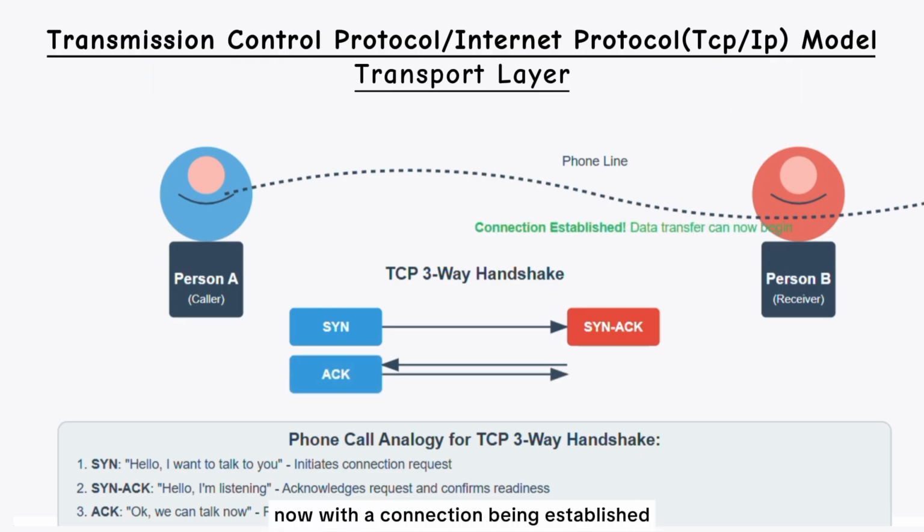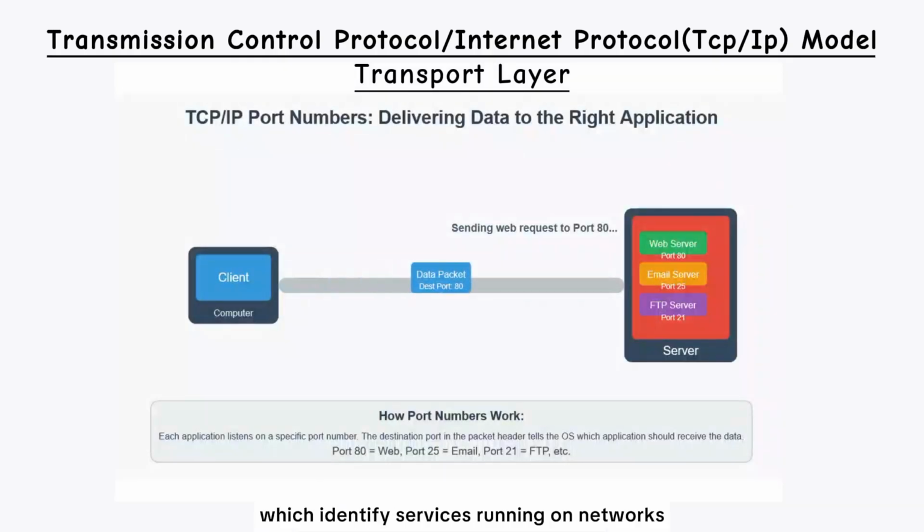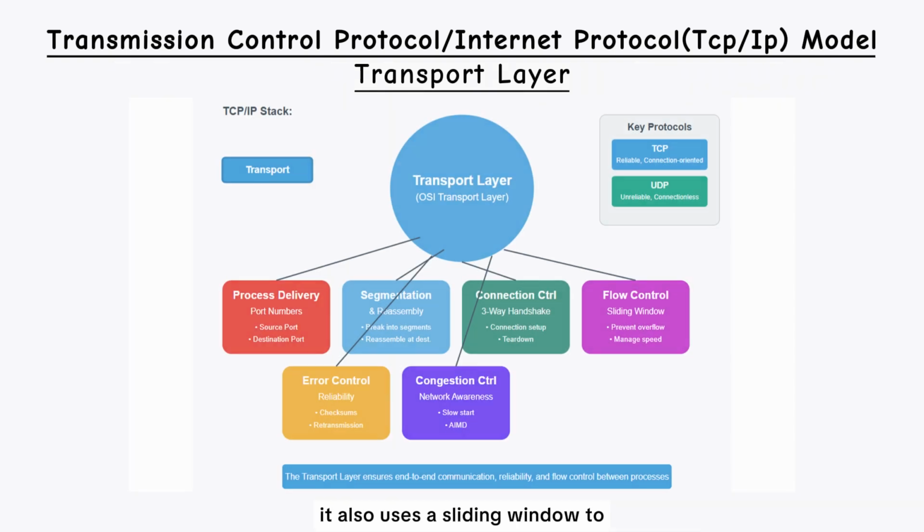Now, with a connection being established, TCP uses port numbers, which identify services running on networks, to deliver data to the right application on the communicating devices. Sequence and acknowledgement numbers are also used to ensure data is received in the right order, which helps in the retransmission of lost packets. It also uses a sliding window to control the flow of data between the client and the server, to ensure that the client is not overwhelmed with more data than it can accept.